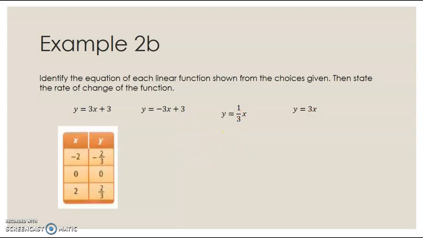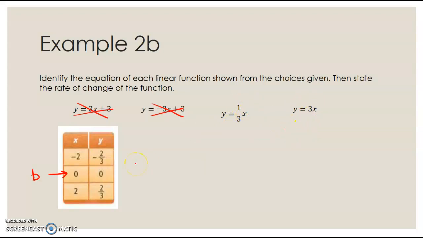All right, next example. Identify the equation of the linear function shown from the given choices, and then state the rate of change. So again, I'm going to start with the y-intercept. I know that y-intercepts happen where x is 0. So I'm going to go here. This is where I'm going to find my b value, right? So my y-intercept is 0, which means I can x out the 3x plus 3. I can x out the negative 3x plus 3. And I know that I am at either 1/3 x or 3x.